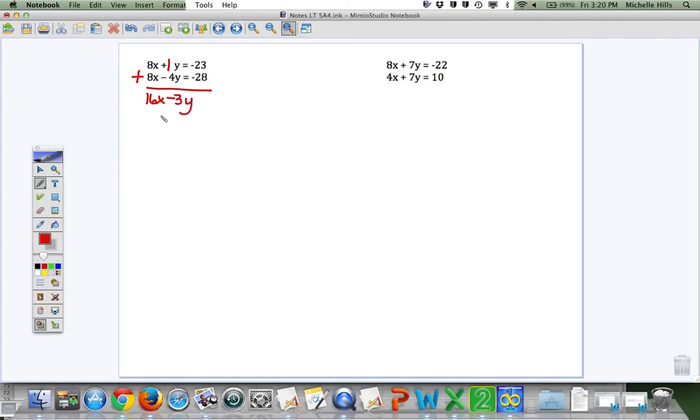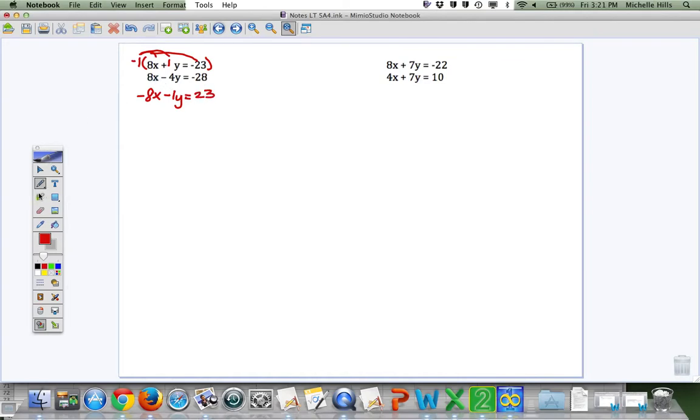I didn't eliminate anything. So what I need to find is two that are opposite of each other. Well, if these are both positive 8x, I could just multiply the first equation by -1, and when I do that, the whole equation has to be multiplied by -1. So -1 times a positive 8x is a negative 8x. -1 times a positive 1y is a negative 1y. And -1 times -23 is a positive 23.